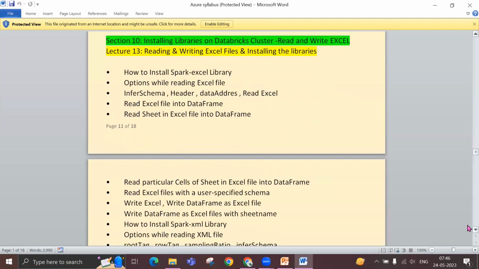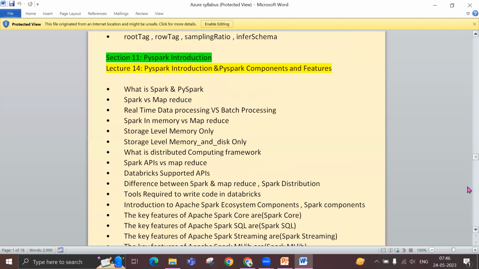Now after that, one of the beauties of this Azure Databricks is you can install your own libraries, right? If you have any project specific libraries or anything that you want to bring from outside, you can install that as well. So we'll be discussing those options as well. Okay, and finally the PySpark will come into that.